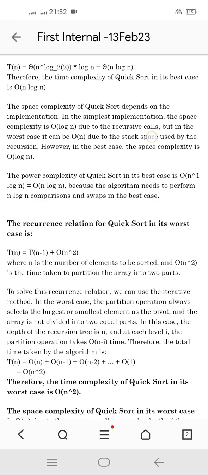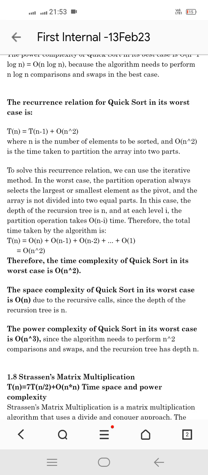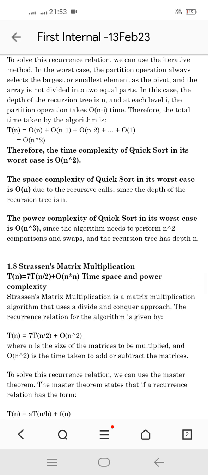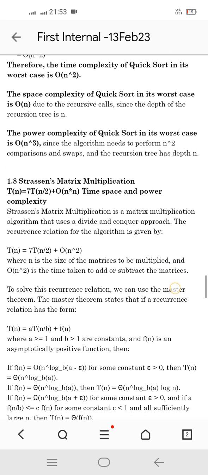Therefore, the time complexity of quicksort in its worst case is order of n square. The space complexity of quicksort in its worst case is order of n due to the recursive call, since the depth of the recursion tree is n. The power complexity of quicksort in its worst case is order of n to the power 3, since the algorithm needs to perform n square comparisons and swaps, and the recursion tree has depth n.